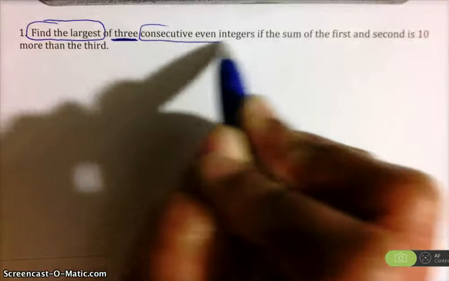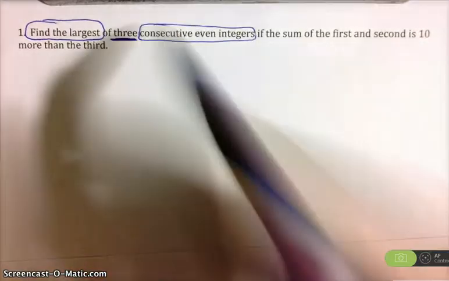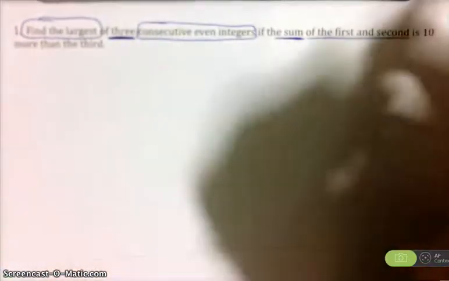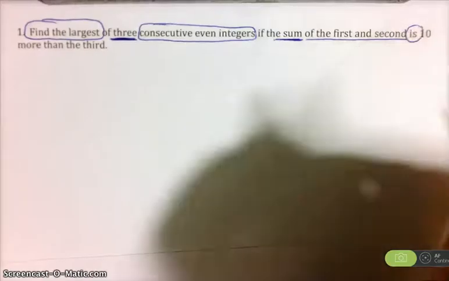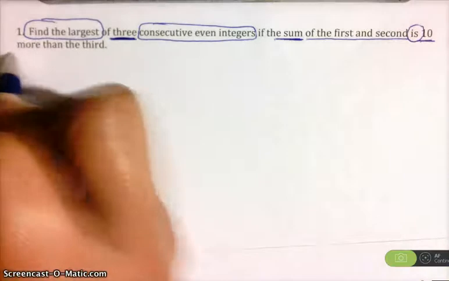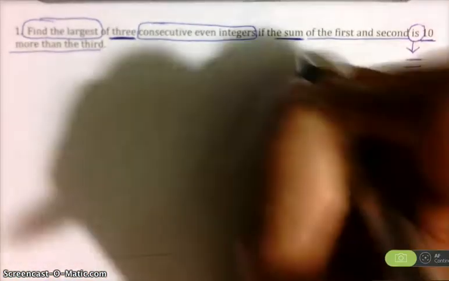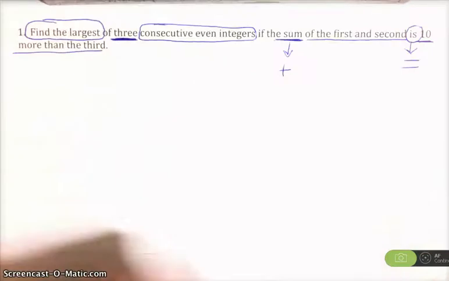There are three of them. They are consecutive even integers. And the sum of the first and second is 10 more than the third. Okay, we know that is means equal. We know that sum means we're going to add.